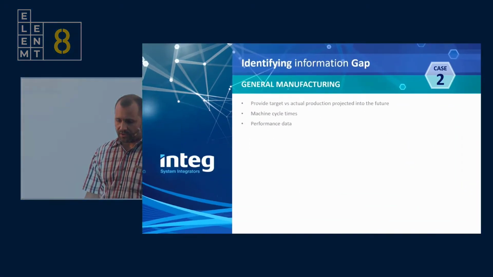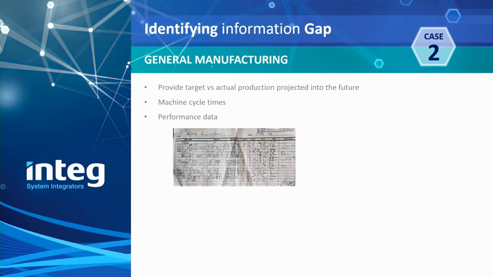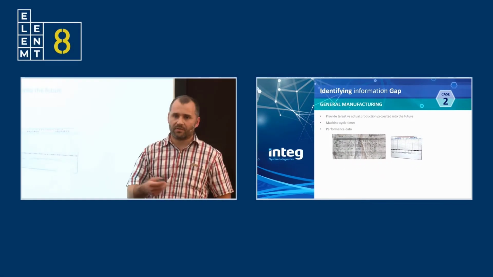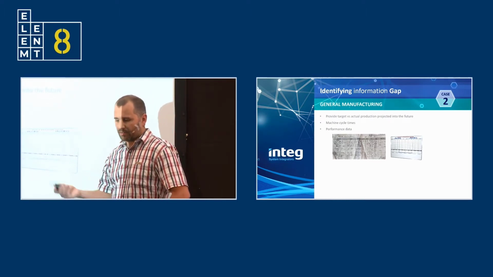For case two, we looked at general manufacturing. Some requests that we received included target versus actual production, projected into the future, machine cycle times, and OEE performance data, to name a few. Manufacturers still capture data on paper and hand that over. I think we're all familiar with this, with some of the factories where the data has been captured on paper. This would then be entered into the Excel spreadsheet, which will then, at the end of the day, be available for managers to have a look at. So it's quite a time delay that you get here.